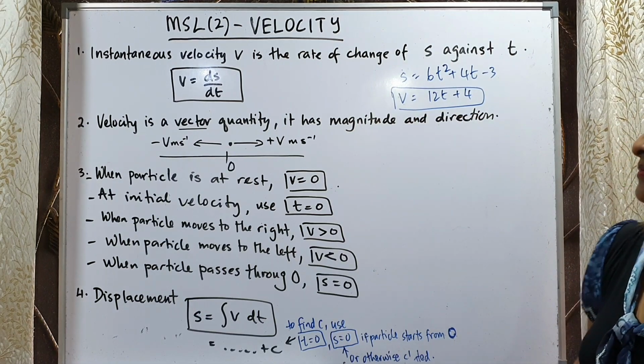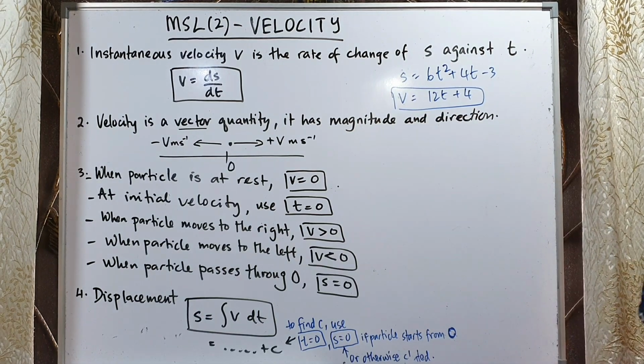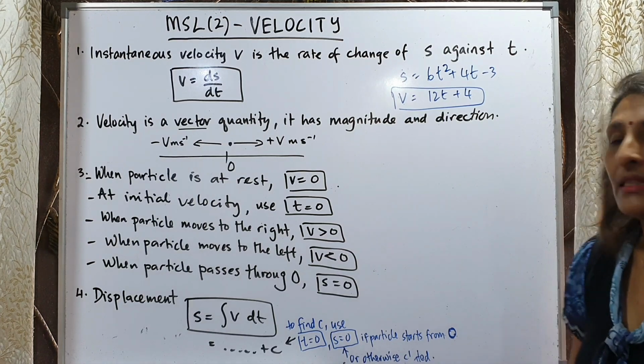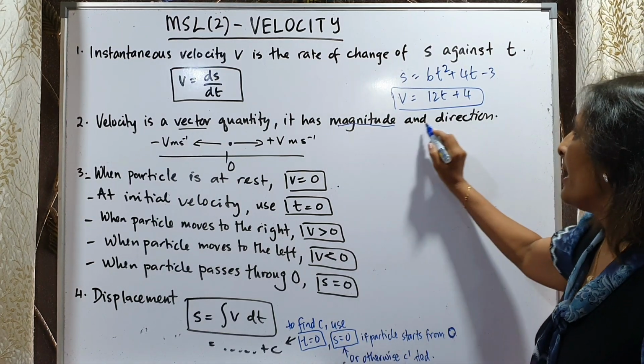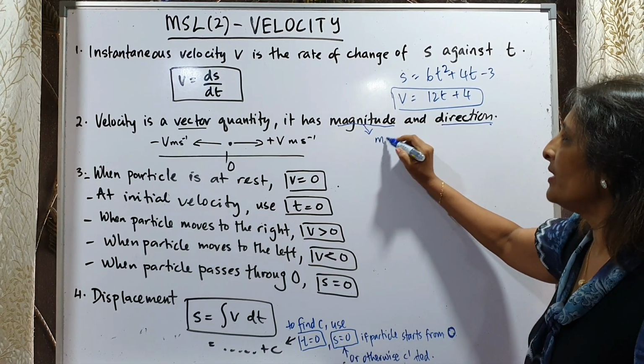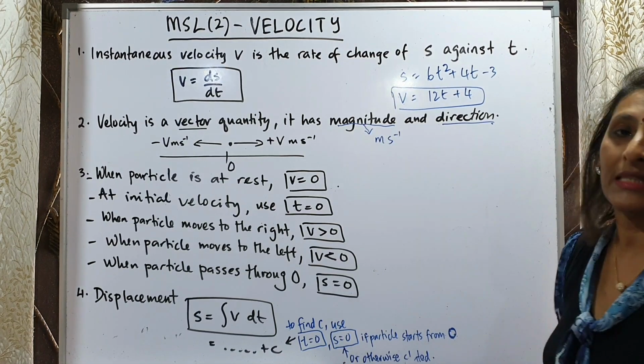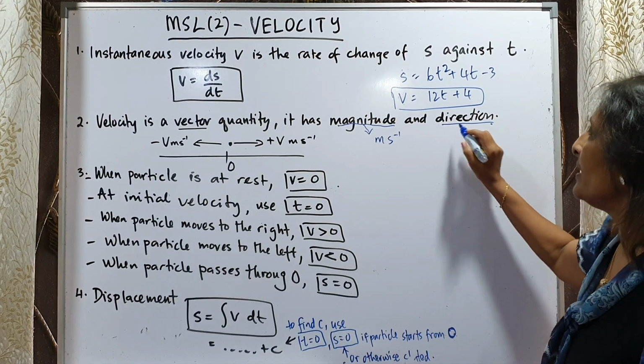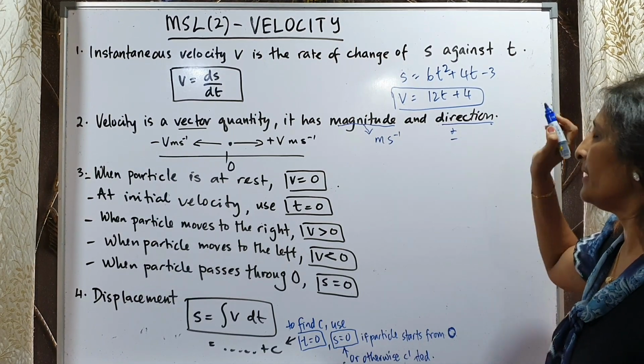Number 2. Velocity is a vector quantity. A vector quantity means it must have magnitude and direction. So magnitude will be the units, usually meters per second. And direction will be either positive or negative.